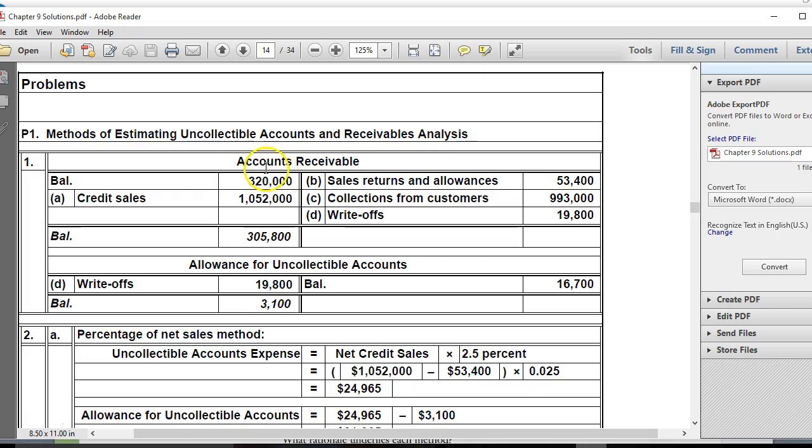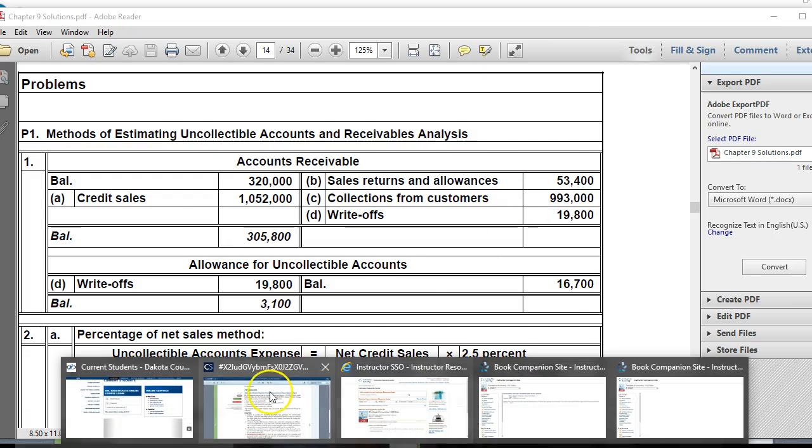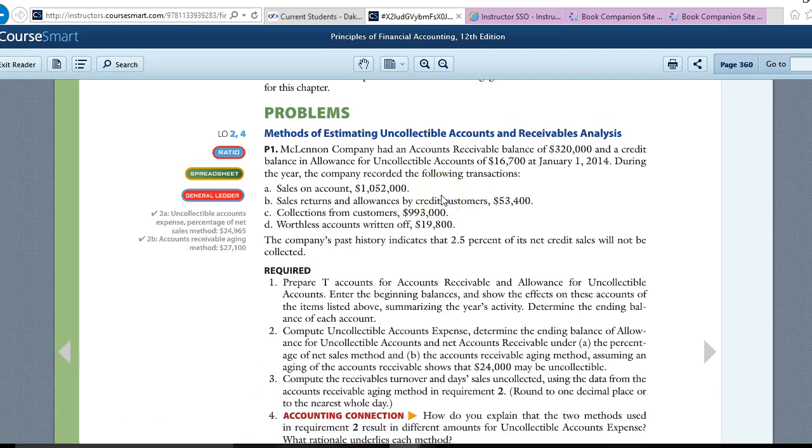That gives us a new balance in our accounts receivable of $3,058. Now, how do I get that? I start with my beginning balance of $320,000. I add the $1,052,000. I subtract all my credits: $53,400, $993,000, $19,800. I don't think I talked about collections from customers. I'm sorry. C, collections from customers during the year, $993,000. So once we receive the cash, we're done getting that accounts receivable.